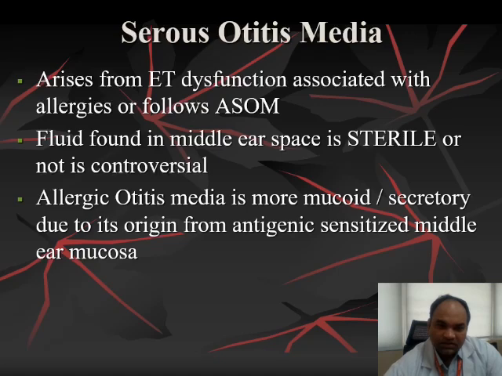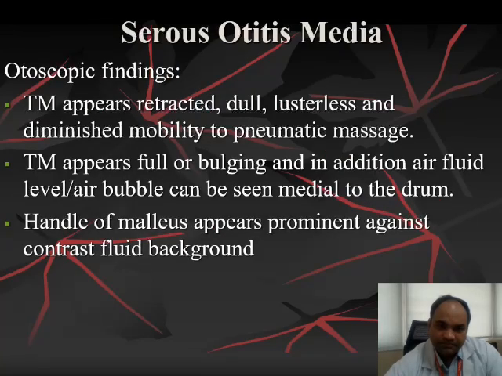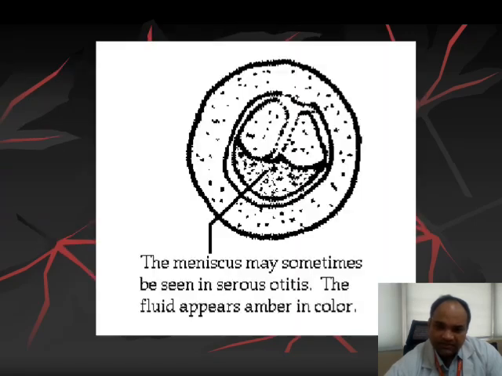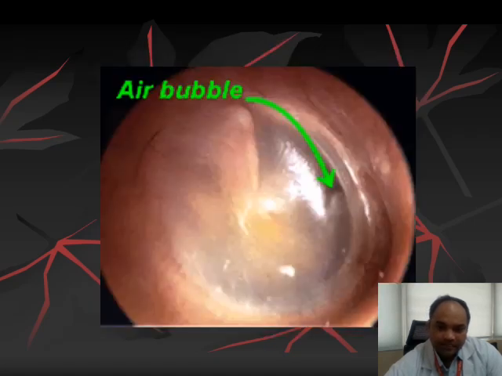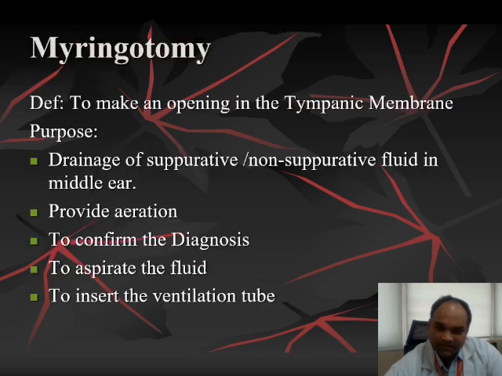Serous otitis media may sometimes happen. Again, the pus will become sterile, but it becomes more persistent. So, the symptomatology is conductive hearing loss, or fullness, autophony. TM appears retracted and dull. You can do an impedance and check. Type C curves may happen sometimes. You can see the air bubbles here. Treatment is antibiotic, analgesic, decongestant, and if it's not treated, myringotomy.